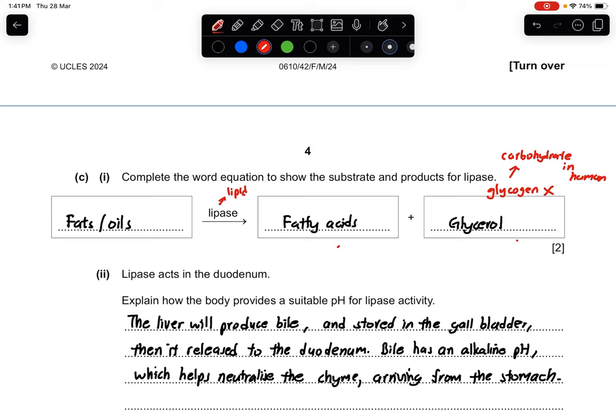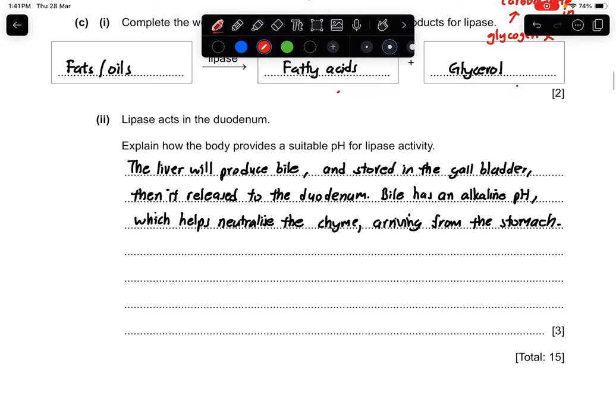Okay, very important. Part 2. Lipase acts in the duodenum. Okay, so they told you that in the duodenum, there is a lipase enzyme. Explain how the body provides a suitable pH for lipase activity. Now let me ask, what is the general pH, or what do you know about the duodenum? What is the pH? If you've read your materials, the pH should be alkaline. In alkaline condition, actually.